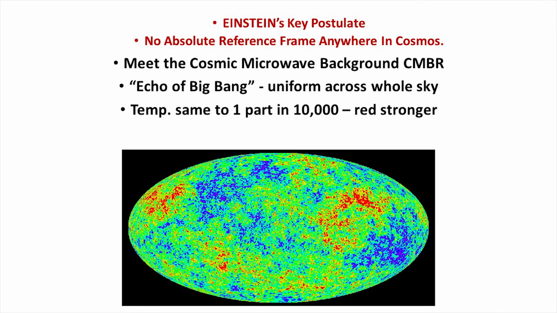Let's take the idea of an absolute reference frame first. In 1964, scientists found that the temperature radiation depicted here was coming uniformly from all parts of the sky. It's called the cosmic microwave background radiation, CMBR. It's the echo of the original superhot state of the universe, or the temperature that is left after the universe expanded and cooled down. This background temperature is uniform to 1 part in 10,000. On this whole sky map shown here, the red areas are slightly warmer than average, and the blue areas are slightly cooler than average by this extremely tiny amount, 1/10,000th of a degree.